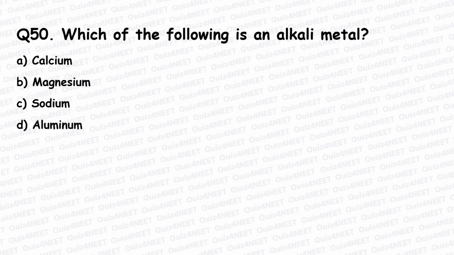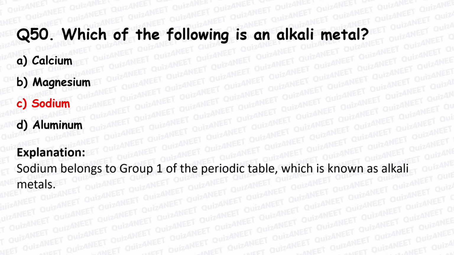Q50. Which of the following is an alkali metal? A. Calcium, B. Magnesium, C. Sodium, D. Aluminum. Answer C. Sodium. Explanation. Sodium belongs to group 1 of the periodic table, which is known as alkali metals.